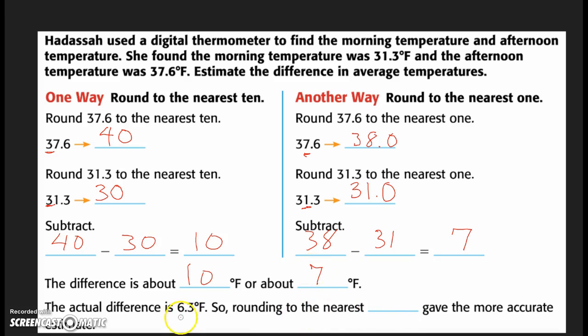The actual answer right here is 6 3/10 degrees Fahrenheit. So rounding to the nearest what gave me the more accurate estimate? Well, 7 is much closer to 6 3/10 than 10 is. So rounding to the nearest 1, or the nearest whole number, gave me the most accurate estimate.